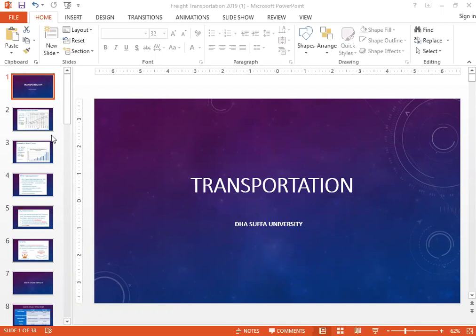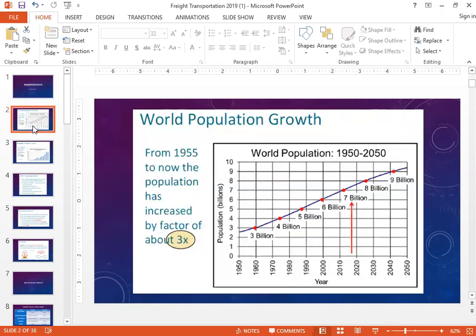To start off today's class, I actually want to talk about some very interesting statistics. If we look at the world's population growth, we have seen that from 1955 till now, the world population has doubled. Every 40 years or so at the current rate, the world population is doubling. And this is a pretty significant statistic. There's a lot of growth, there's no doubt about it.